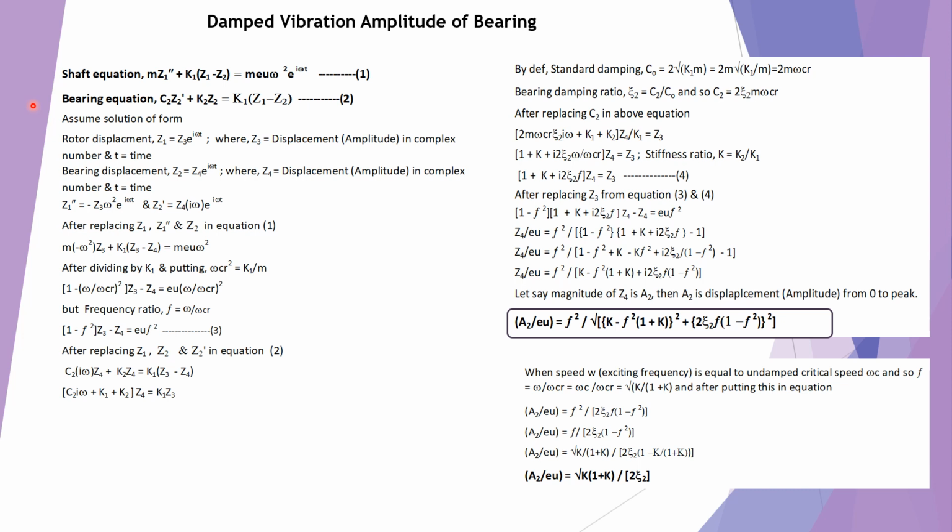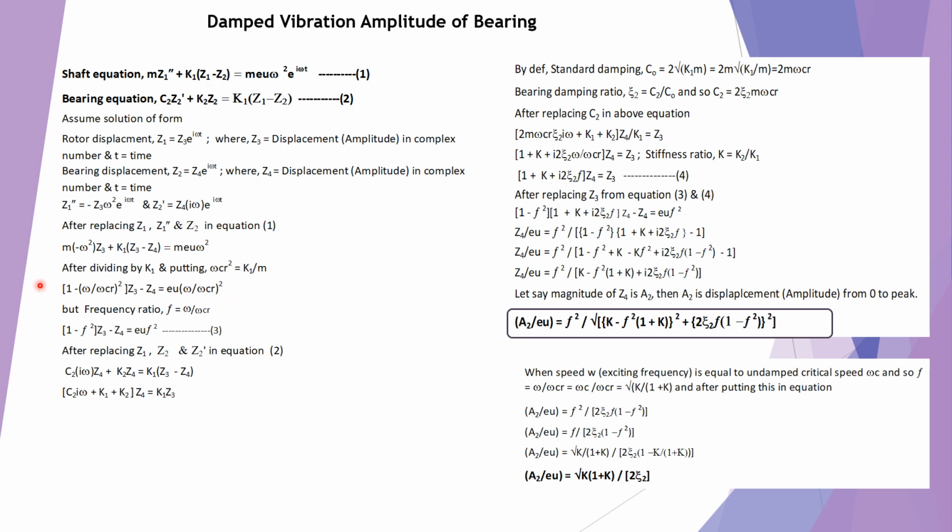Bearing equation: C2 Z2 differentiation plus K2 Z2 is equal to K1 into (Z1 minus Z2). Equation number 2. So assume a solution of the form: rotor displacement Z1 is equal to Z3 into e to the power i omega t, and bearing displacement Z2 is equal to Z4 into e to the power i omega t. So Z1 double differentiation is equal to minus Z3 omega square e to the power i omega t, and Z2 differentiation is equal to Z4 i omega e to the power i omega t.